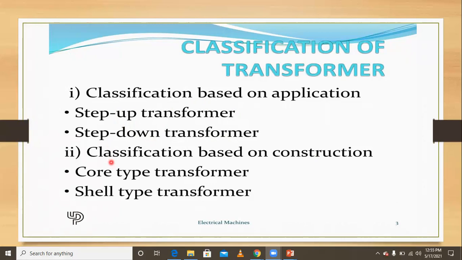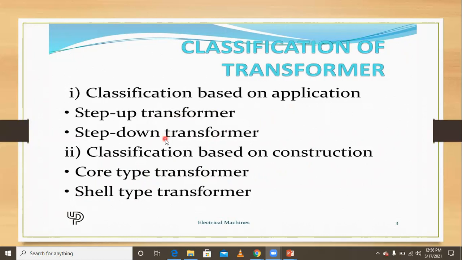The transformer is constructed in two ways: core type transformer and shell type transformer. In upcoming classes we can easily understand what is meant by core type and what is meant by shell type. In the upcoming slides, the classification based on construction is called core type transformer and shell type transformer.